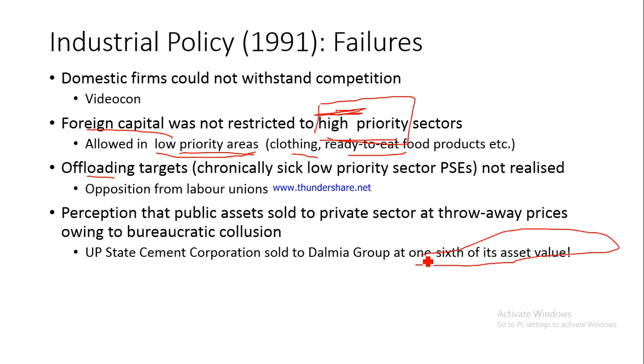So the sick PSU was sold to the private entity, but it was sold at 1/6 of the asset value, and there was a perception that went around that Dalmia Group has probably bribed the bureaucrats who were supervising the sale process, who were supervising the privatization process, and they were able to extract a dirt cheap price from them by probably bribing them.